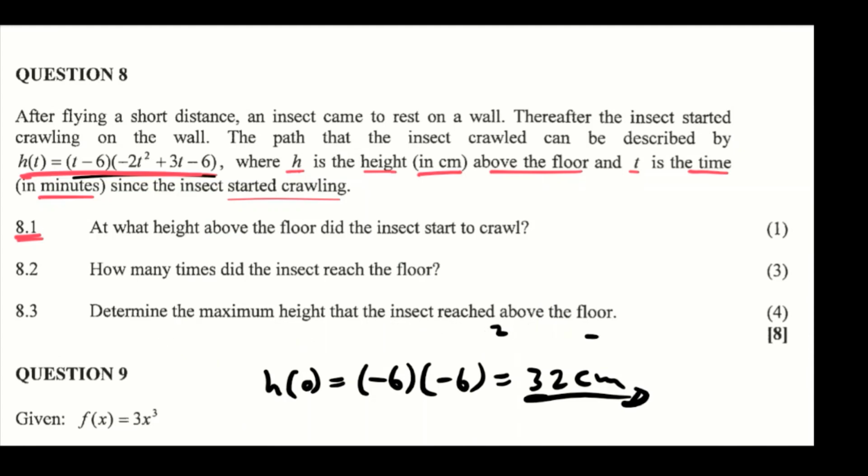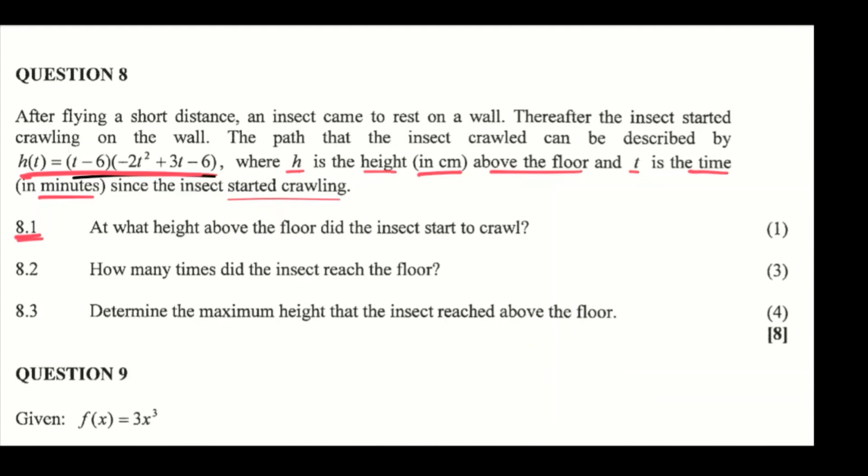So yes, we found our h to be 32 centimeters. Now let's do 8.2. How many times did the insect reach the floor? You see, if we don't picture how we've been calculating things over the years or months, then we won't be able to answer this question. It's asking us how many times it reached the floor.